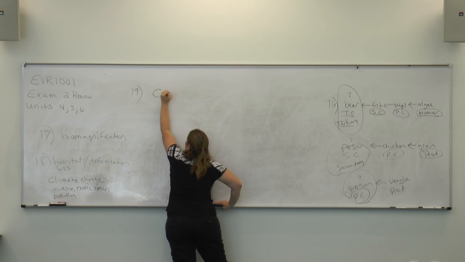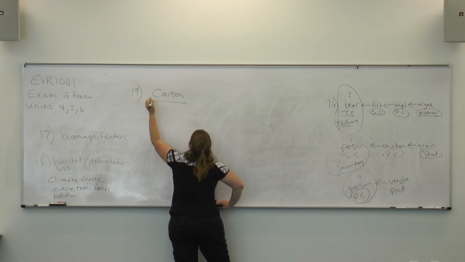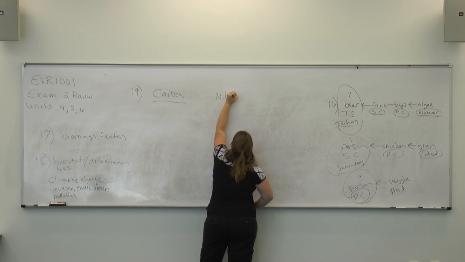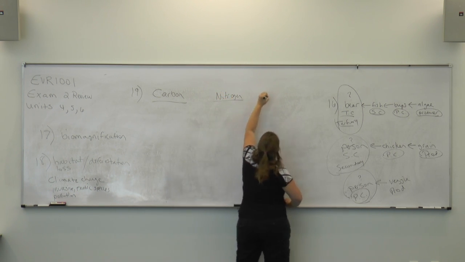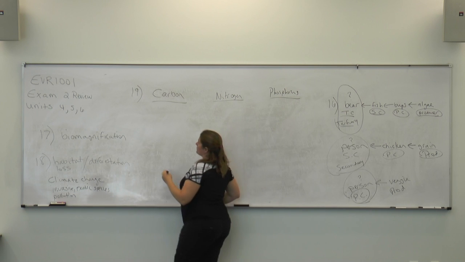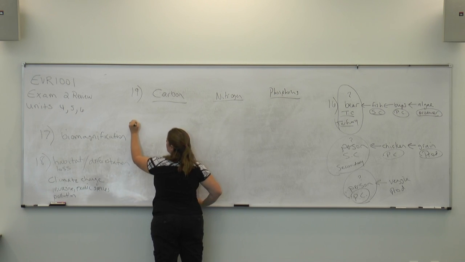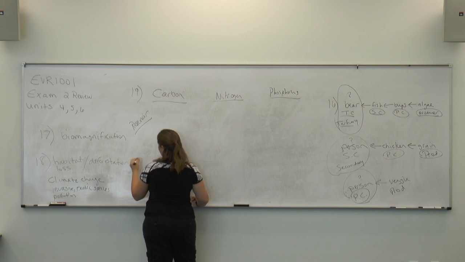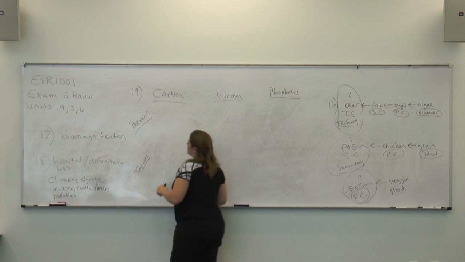So we've got carbon and nitrogen and phosphorus to talk about. These are the three biogeochemical cycles you got to be responsible for understanding. You got to know the main abiotic reservoir for them, and also the human impacts. How are humans impacting these natural cycles?